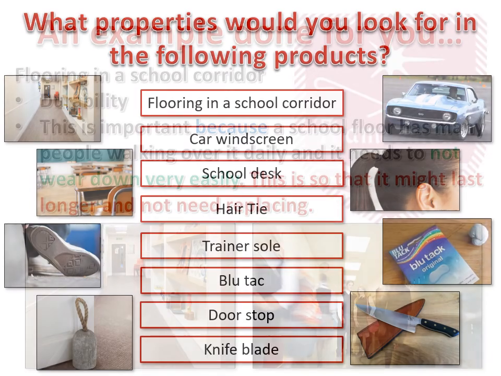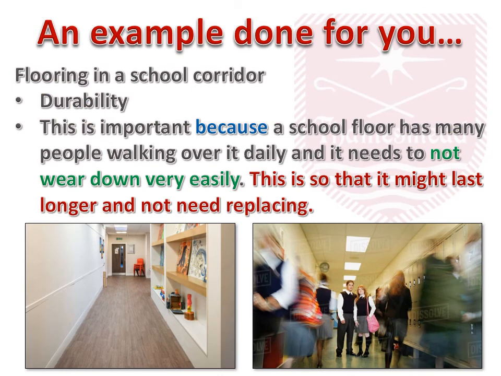Okay, so here we go. So my example here is flooring in a school corridor. Then I would like you to write down your keyword that you think is really important, and I've put down durability. And I think this is important because, and I've highlighted that in blue because you have to have your because, that's how you start your explanation. A school floor has many people walking over it daily, and it needs to not wear down very easily.